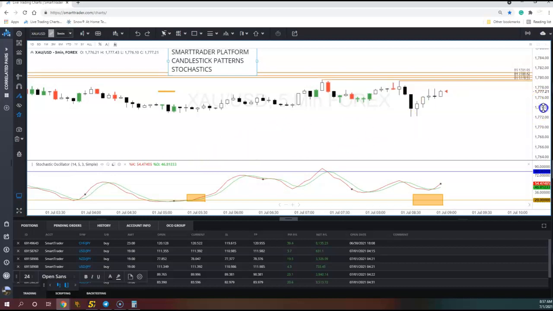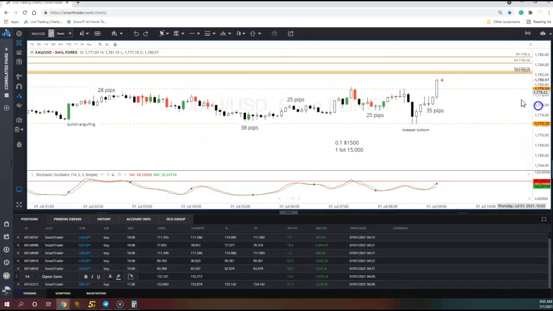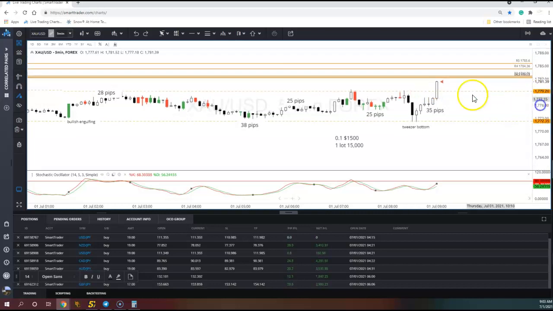So we're just going to wait patiently and see if it does hit that level of resistance, and I'm pretty sure it will. Okay, gold has broken the most recent resistance level, so that means it's just going to continue till it hits another resistance level, and we just patiently wait for that reversal candlestick pattern.